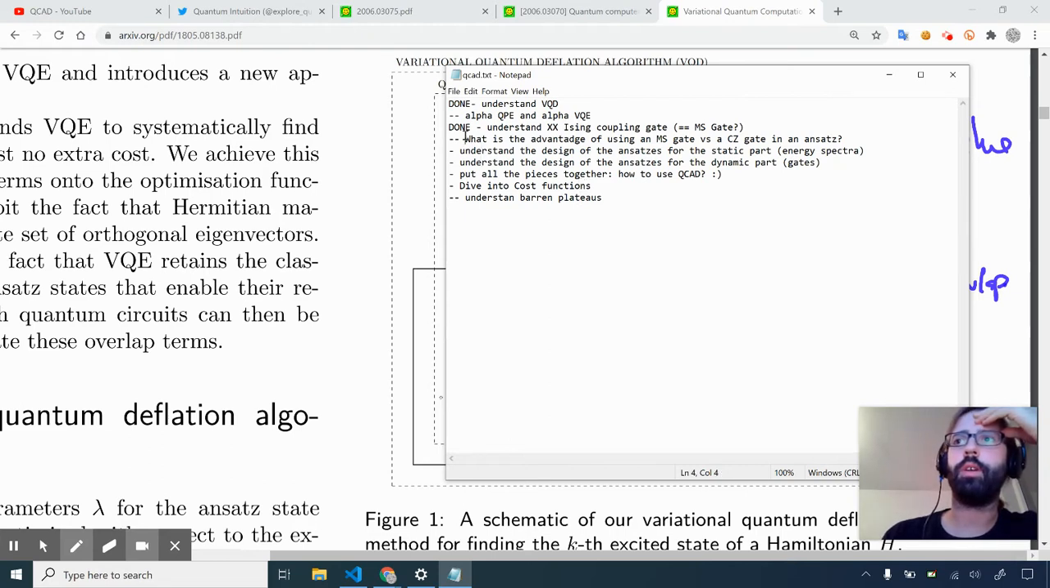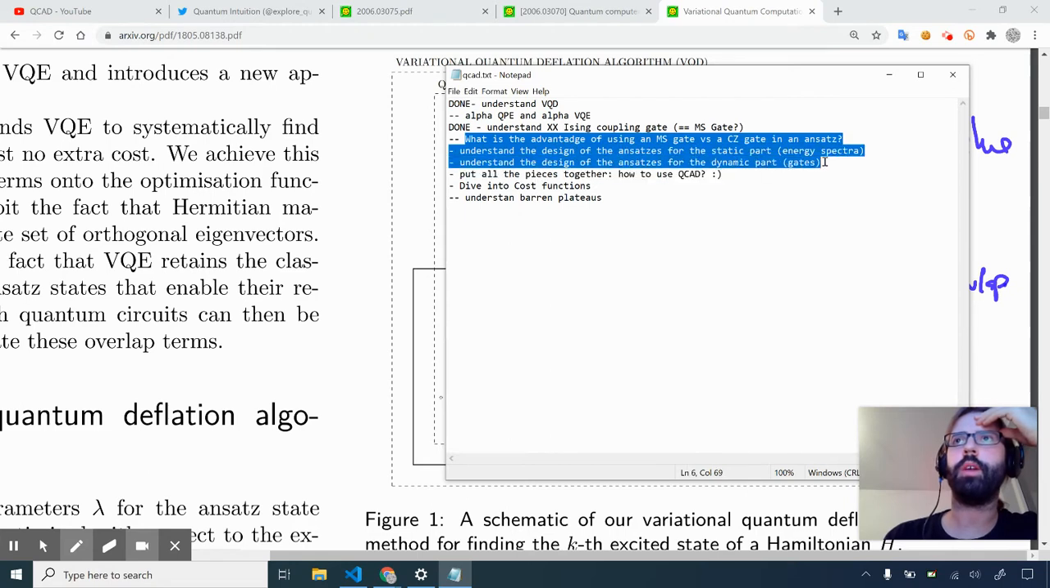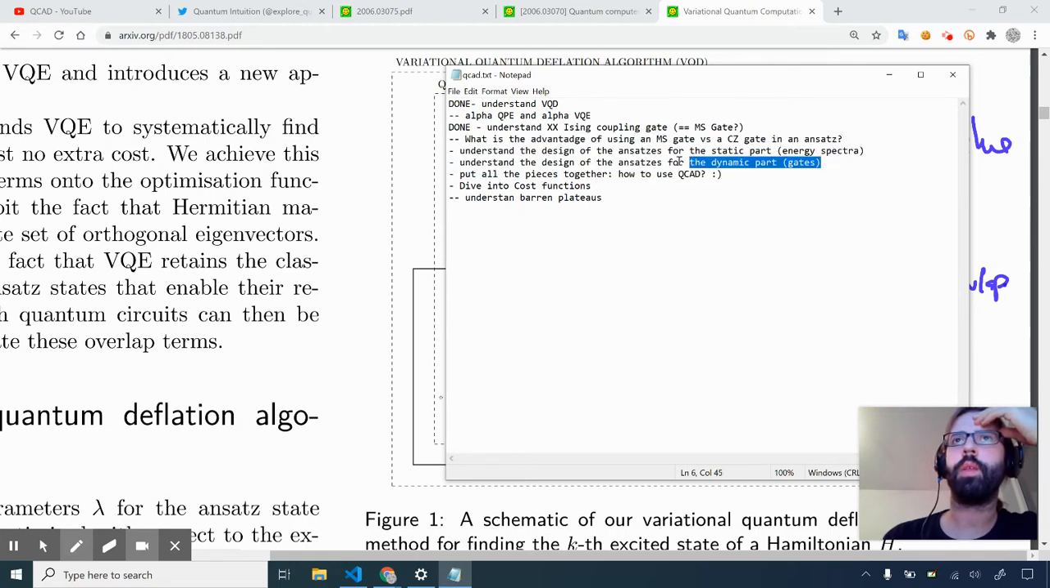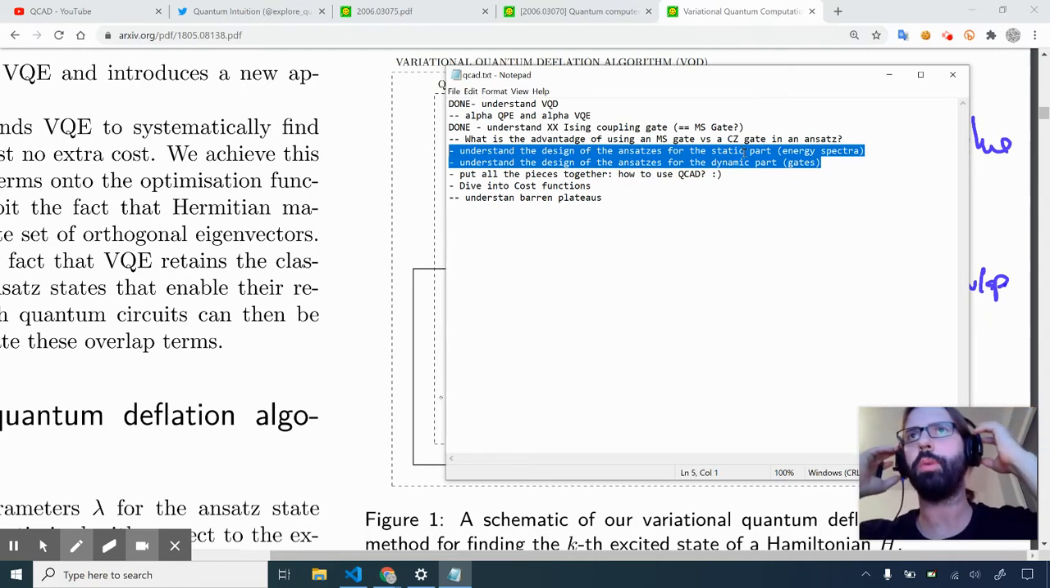So this whole thing is part of the core paper, right? The whole thing of understanding the design of the answers for the dynamic part and the static part, as in that's how you design a quantum computer and that's what you want to do. That's the whole point of the actual paper that took me into these from Alan's group.